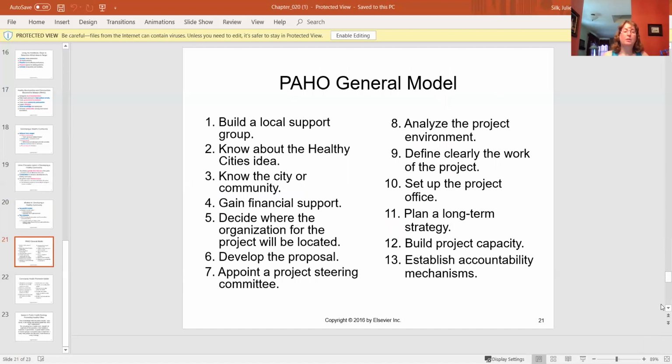So going back to that PAHO model, what they did with this, they built a local support group. They know about the Healthy Cities idea. They know the city and community. They gain financial support. They decide where the organization for the project will be located. They develop the proposal. They appoint a project steering committee. They analyze the project environment. They define clearly the work of the project, set up the project office, plan a long-term strategy, build project capacity, and then establish accountability mechanisms.